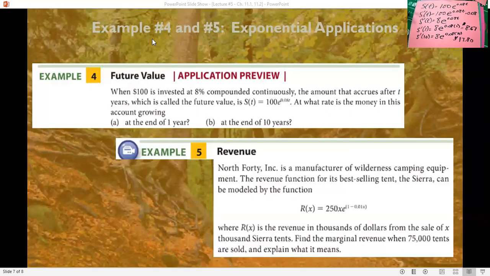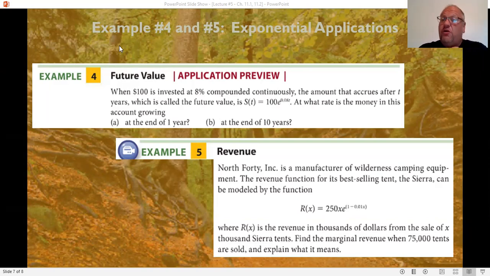And we have one more great example. This one is about revenue. Let's read through it. As I read through it, I ask that you try to follow it with me. It's about a company called North 40. North 40 Incorporated is a manufacturer of wilderness camping equipment. The revenue function for its best-selling tent, the Sierra, can be modeled by this function, and again, surprise, it has e in it. Where R of x is the revenue in thousands of dollars from the sale of x thousand Sierra tents. Find the marginal value of revenue when 75,000 tents are sold and explain what it means.